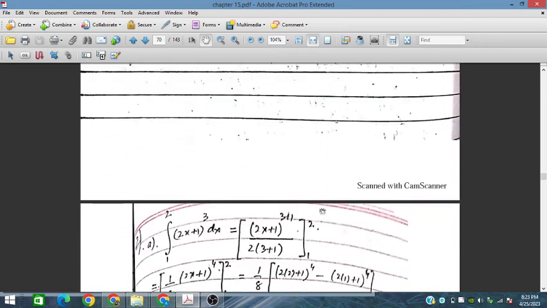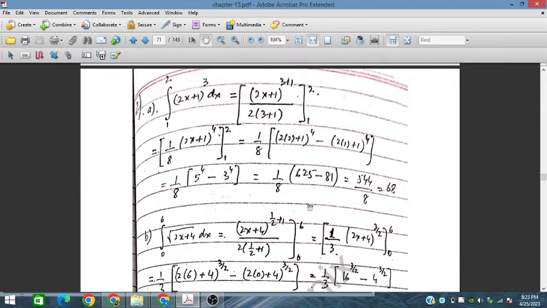Similarly, the last part. And now question number 2, we have part a: the integral from 1 to 2 of (2x+1)^3 dx, and we have to integrate this one. So this 2 will be here because of this 2, and 3 plus 1, this 3 plus 1 is there, with the limits 1 to 2. This is (2x+1)^4 over 4 times 2 with the limits, and we have obtained this result.